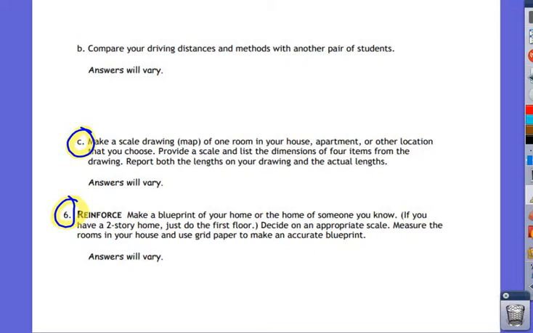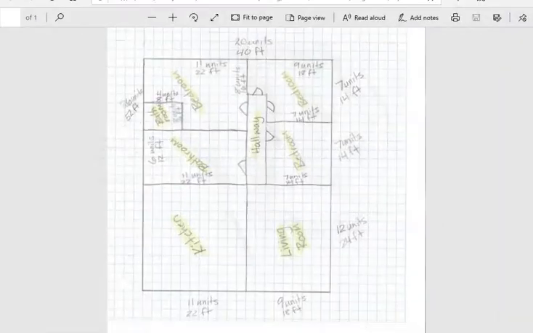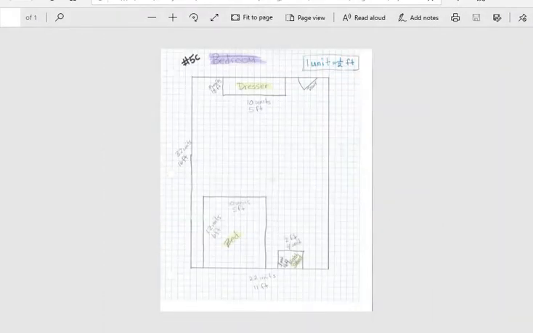So 5C says you're going to make a scale drawing of one room in your house, apartment, or other location. Is Miss Adams going to drive to all those locations and make sure your scale drawing is correct? No, I don't have that much time. And I don't want to go to all of your houses. Okay? So, you're going to draw a bedroom. I will show you an example of one that I drew. So I sketched the outline of my bedroom. Here is my bed. I have a nightstand and a dresser.